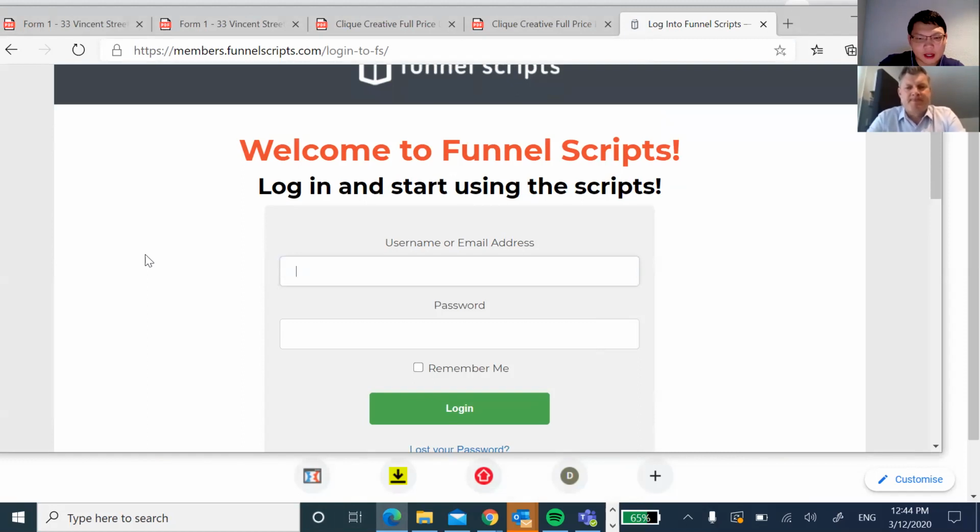I'll give you the email and the password here. This is the email and the password. I just sent a message to you on Zoom. So you just copy the email, copy the password, and put it into the Founder Script.